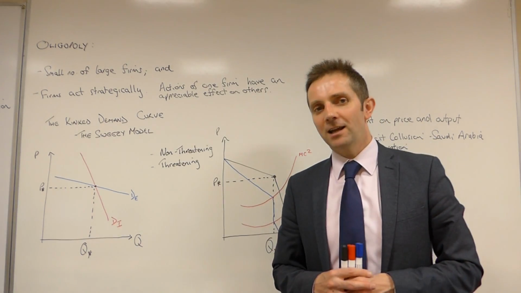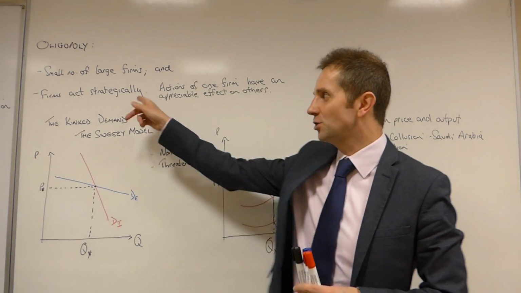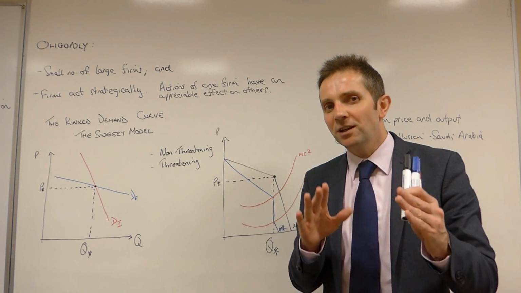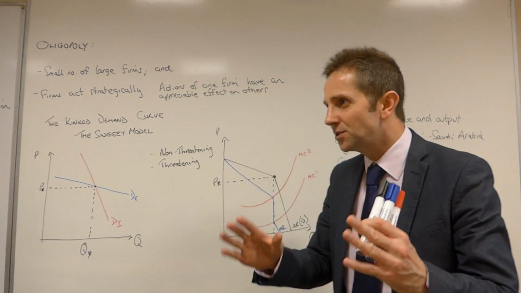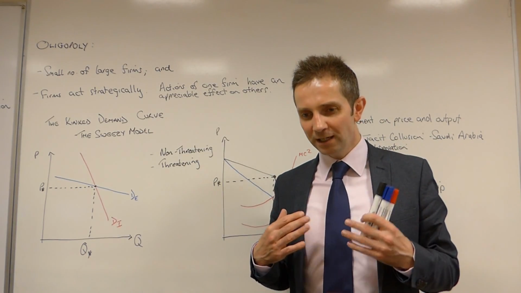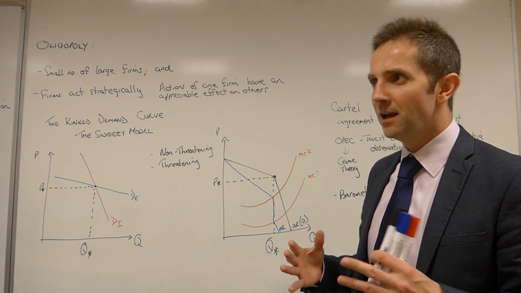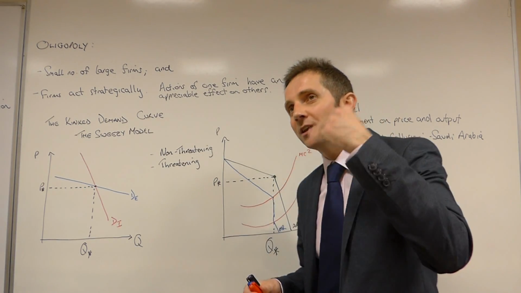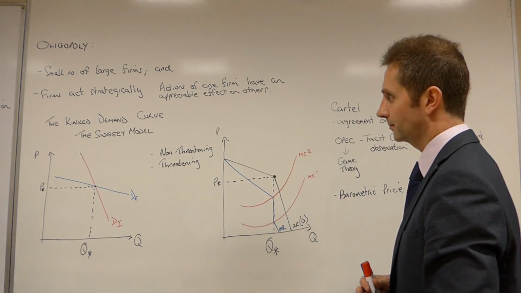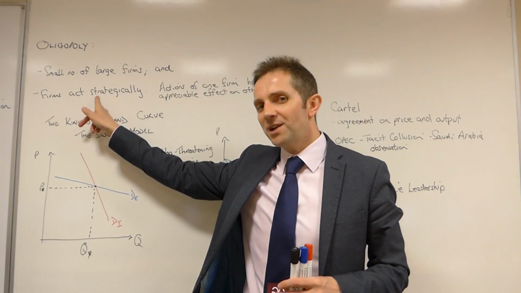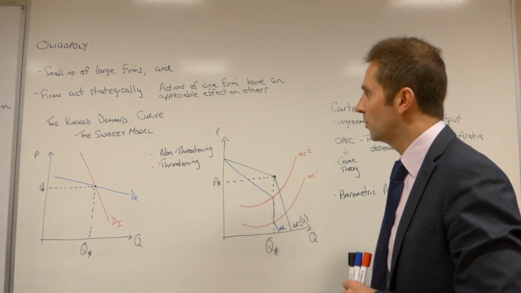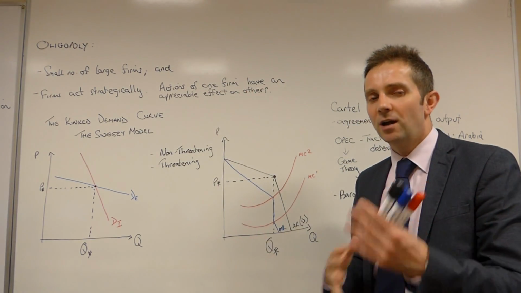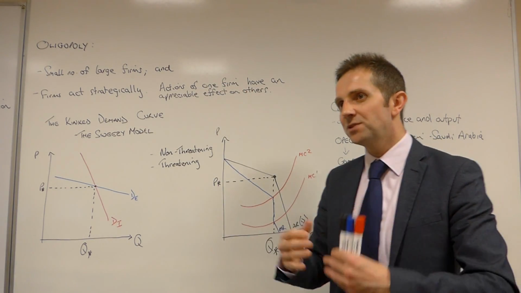The second key characteristic is that firms act strategically because they know whatever decision they make, particularly with regard to output and price, will impact not only themselves and their own company, but it will also impact the output and the price of their competitors. And so this notion of firms acting strategically is very important. The actions of one firm have an appreciable effect on the actions and the responses of other firms.